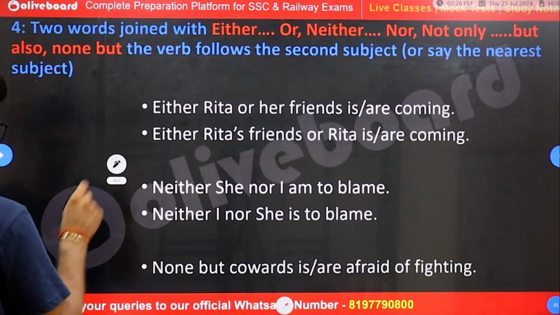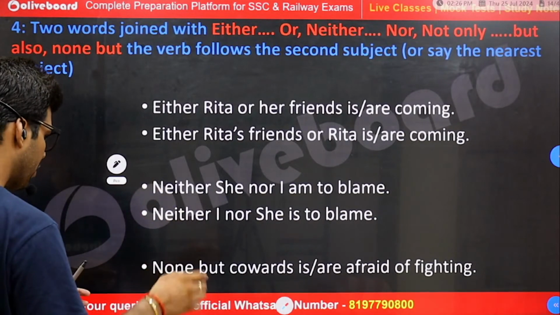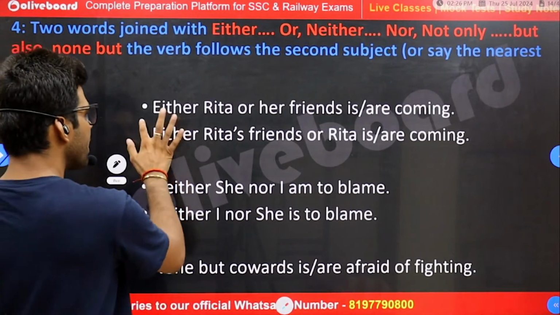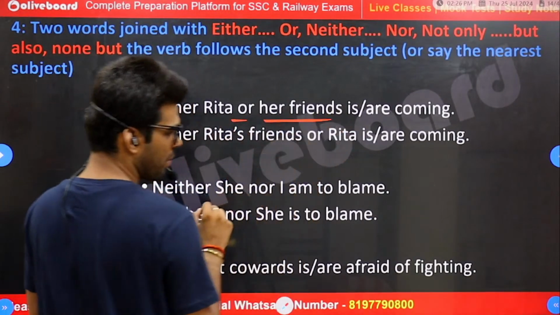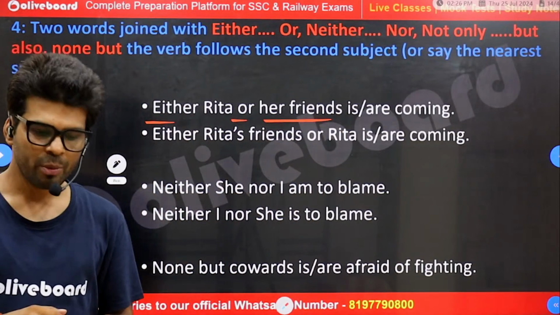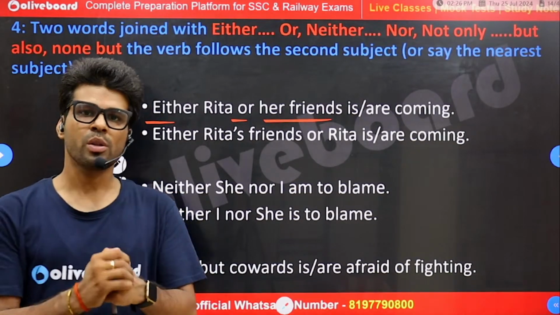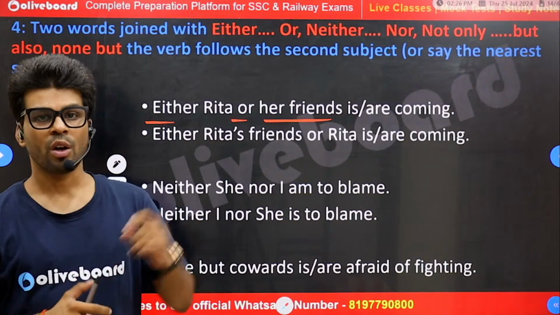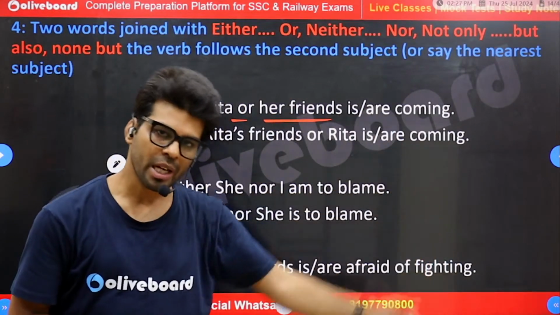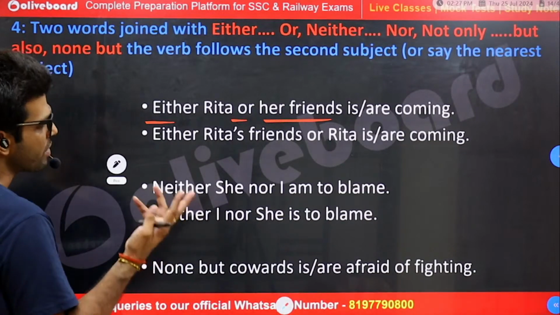But with these words, we consider the second term as the nearest subject of choice. How? Choice. When you say either this or that, you just pick one out of these. When you say neither this nor that, you make some comparison, you're not picking either. When you say not only this but also that, in these words, along with the fourth one, none but, the verb follows the nearest subject. Basically, we have two in terms of either or and neither nor. We follow the second subject.